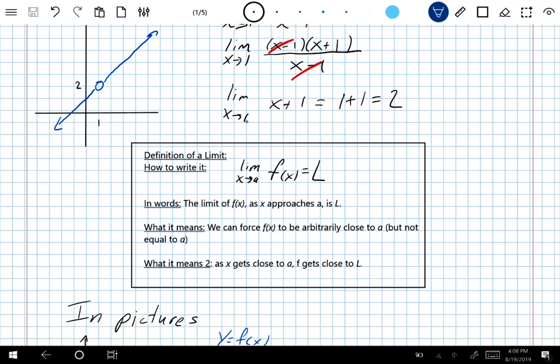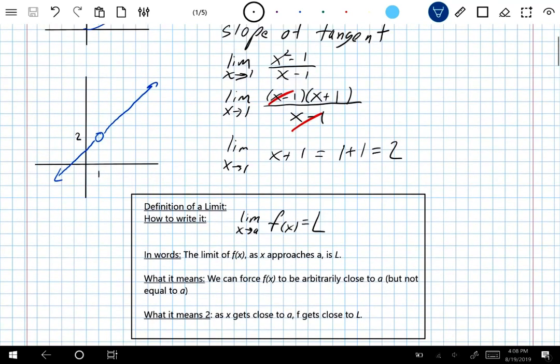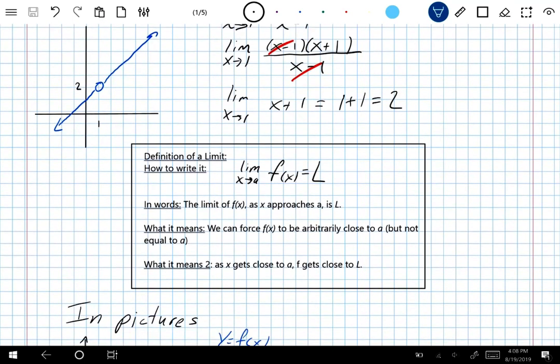And this a was this 1, that x value we're getting really, really close to. And f of x is some function. In this case up here, that function was x squared minus 1 over x minus 1. And in words, we see that the limit of f of x as x approaches a is L. And that's how we kind of say all of that in words. And we'll say, oh yeah, the limit of f of x is L as x approaches a.